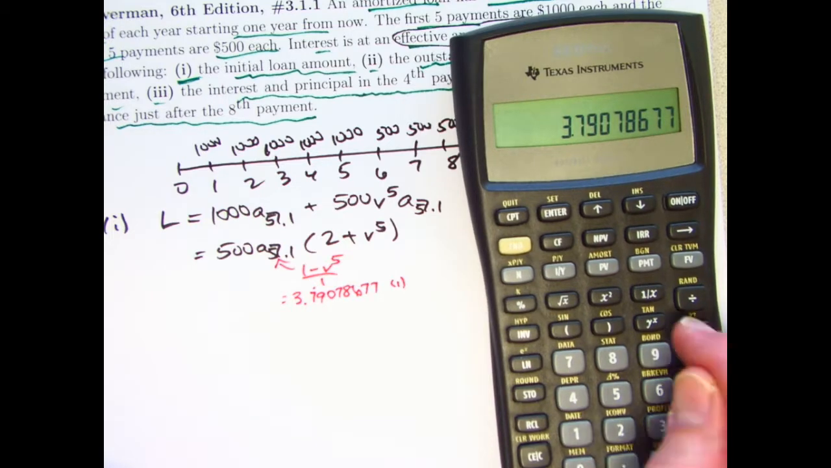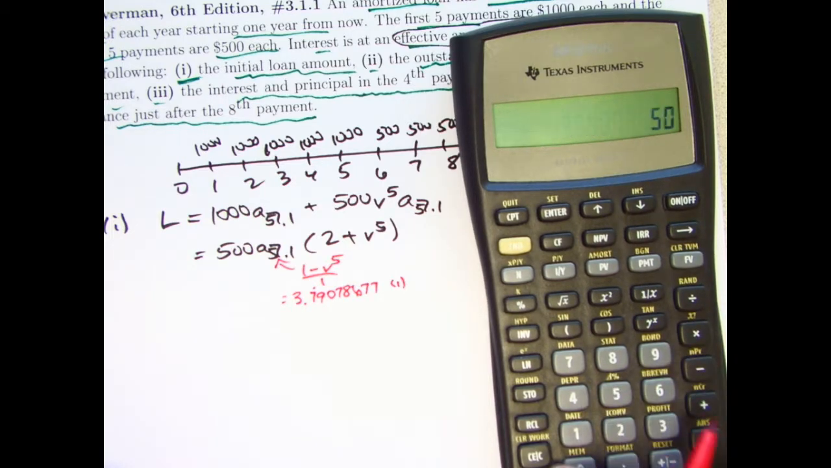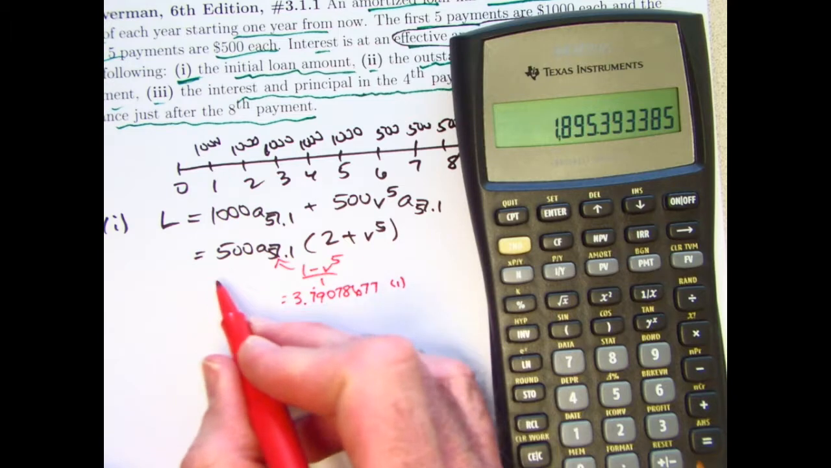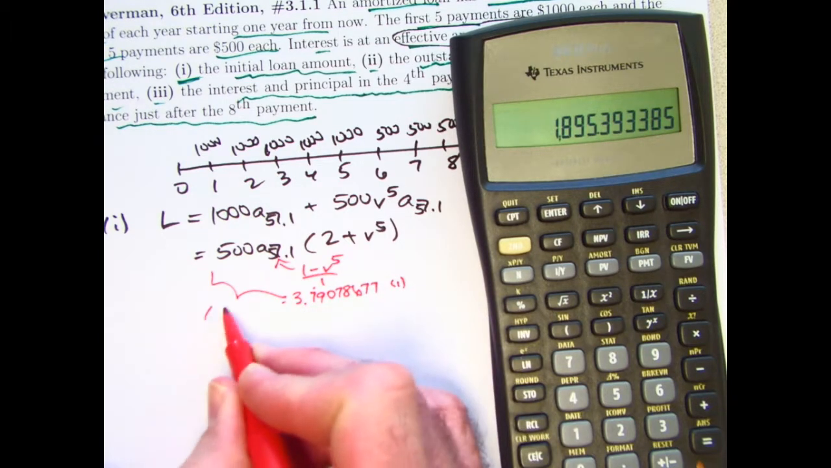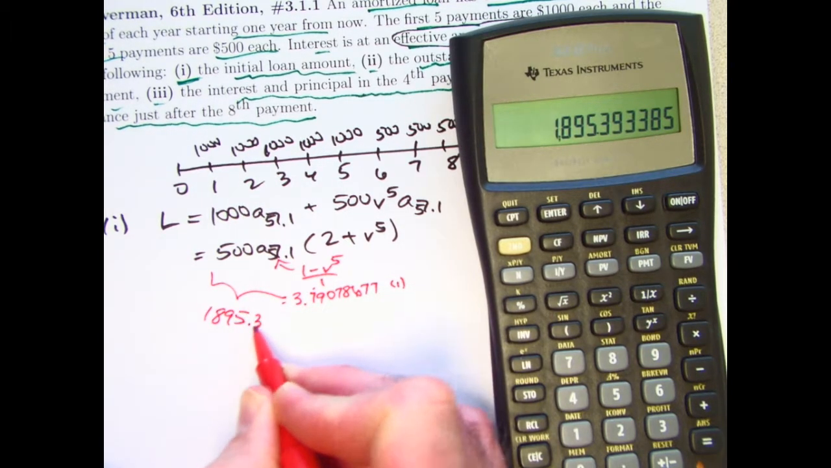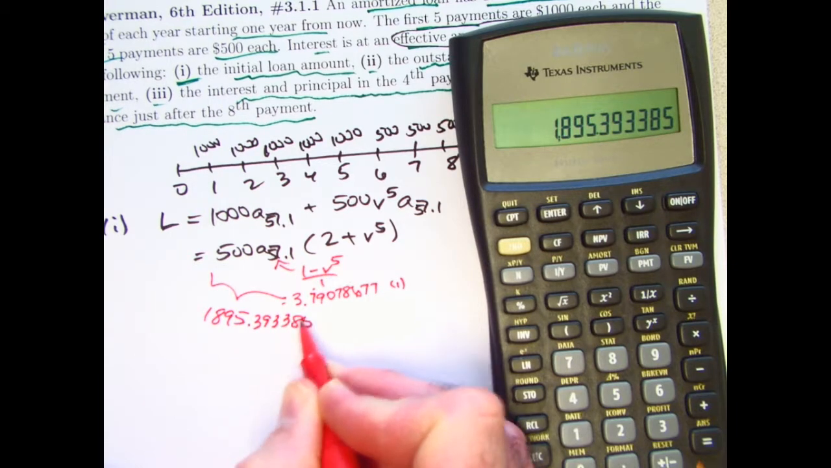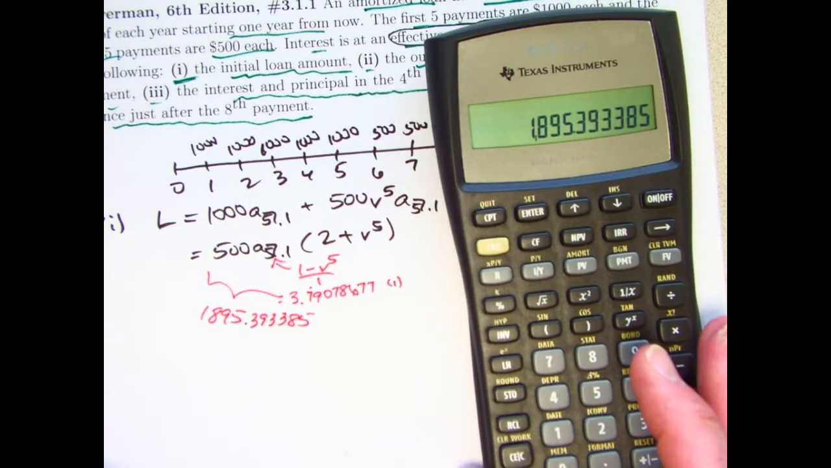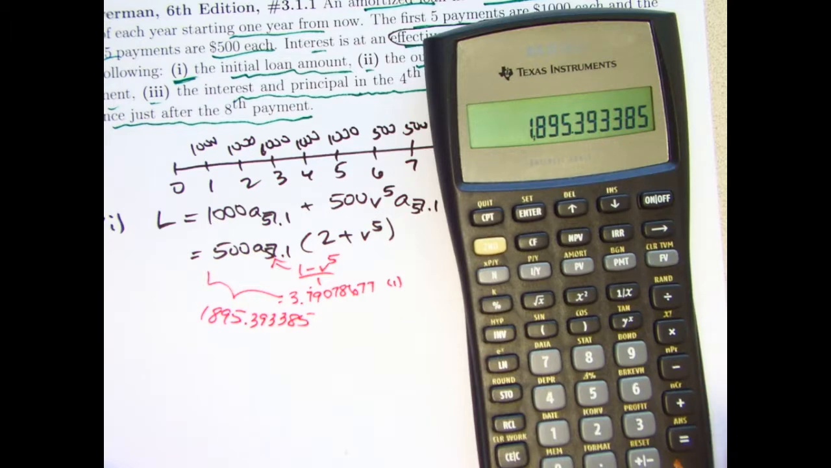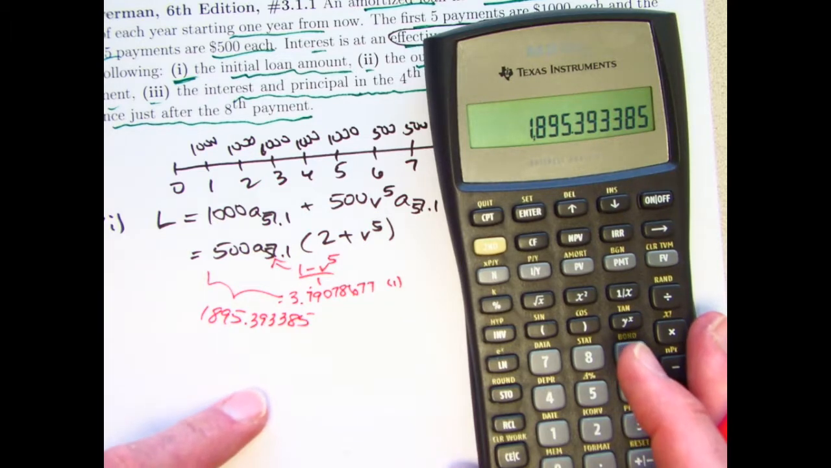Let's see, times 500. So this part right there, I'll write down as 1895.393385. That might be worth storing as well. Store that in register 2. I probably won't need it later, but I'll store it anyway.